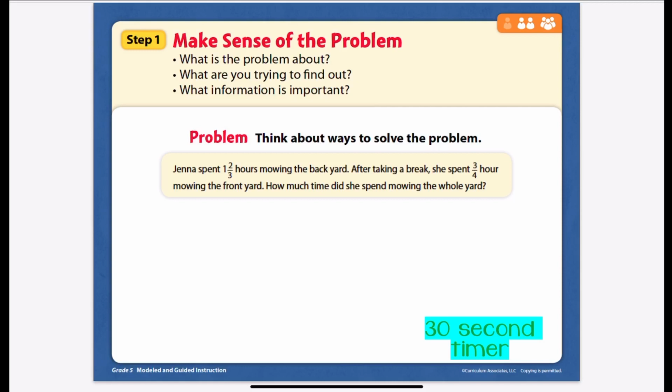So Jenna spent 1 2/3 hours mowing the backyard. After taking a break, she spent 3/4 of an hour mowing the front yard. How much time did she spend mowing the whole yard? So I want you to go ahead and try to make sense of the problem. So asking yourself these questions at the top, I'm going to give you about 30 seconds to get your thoughts together, and then we're going to discuss it in a moment.